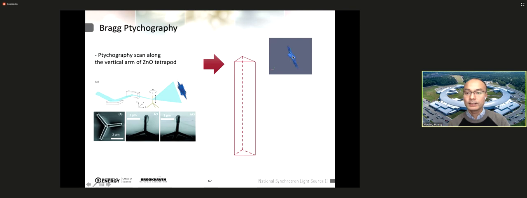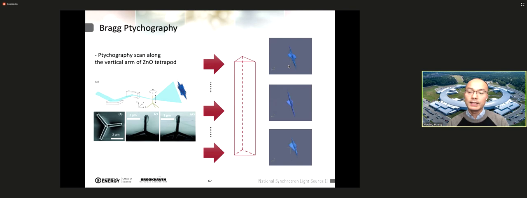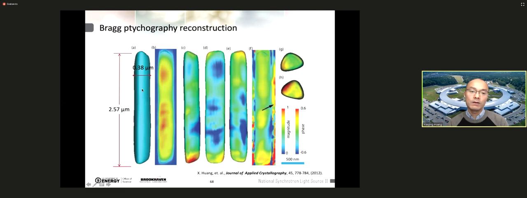Then we move the sample to a different location, repeat the measurement and collect the 3D diffraction data, and do it again. Using all the diffraction patterns recorded at different locations and the ptychography reconstruction engine, we were able to reconstruct an elongated rod. The amplitude gives us the size, the dimension, and the electron density of the rod, and then the phase determines the displacement field projected along the Q direction.